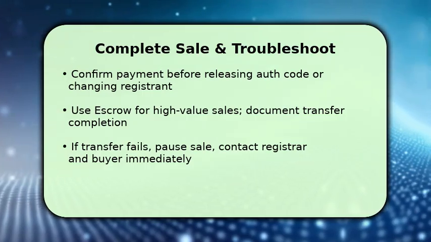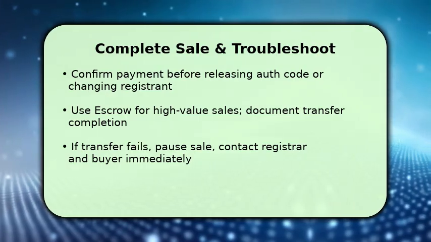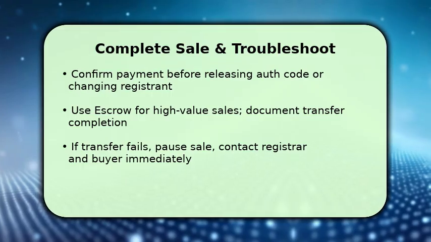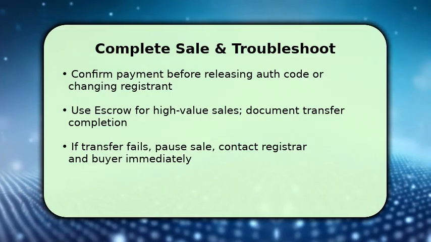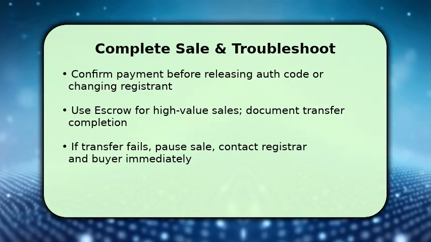After transfer, mark the order complete and request feedback. If anything goes wrong, such as a transfer being rejected or the auth code failing, pause. Contact your registrar and the buyer, document every step, and escalate to eBay or escrow support if needed.